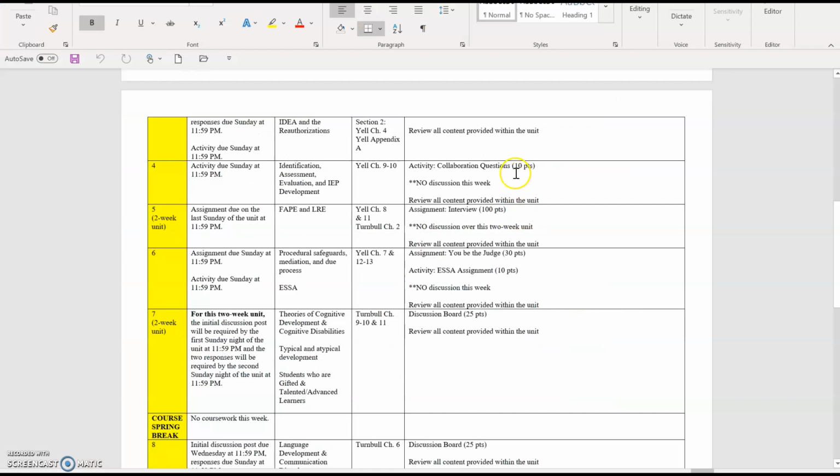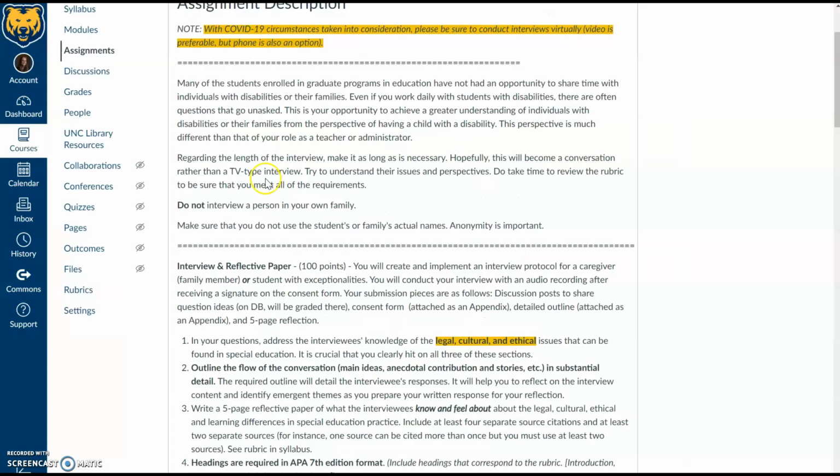So, Unit 4, again, we've got the activity, collaboration questions, but no discussion this week. Next unit, we will not have a discussion either, and even the unit after that. So you'll notice that we won't be encountering the discussion boards again until Unit 7. So this is a little bit of a break from discussions to merge back into the assignment component.